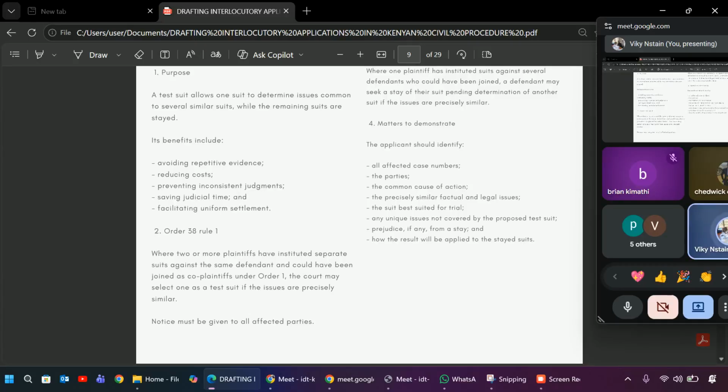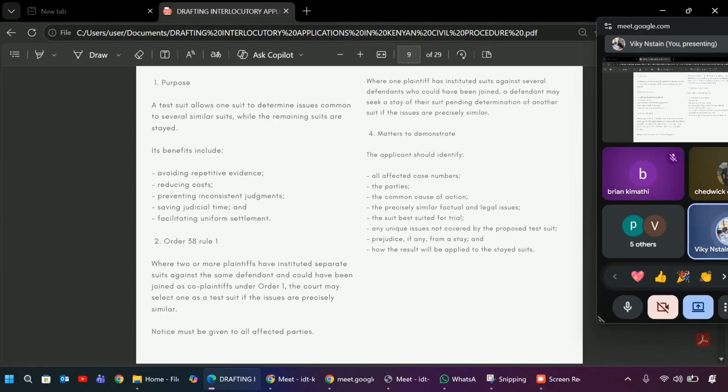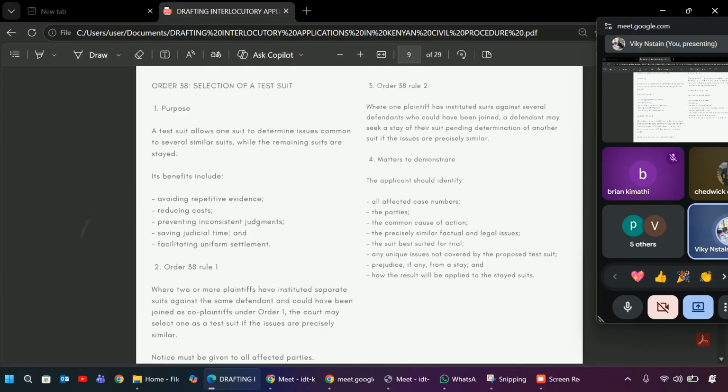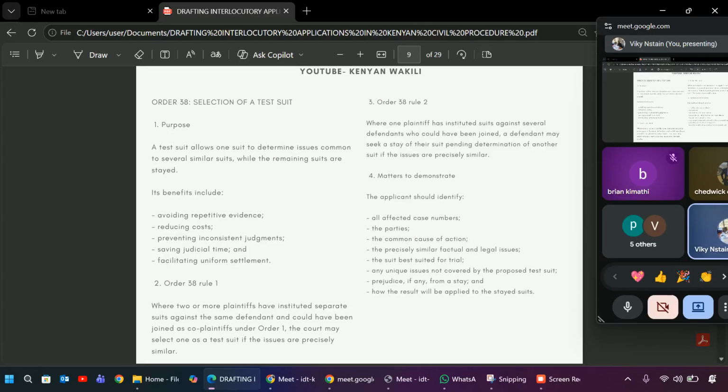Okay, and notice must be given to all affected parties. So this is now the angle. Maybe Mr. Chedik, you can say the court can inherently also on its own motion say, because you are seeing same plaintiffs and they have different suits against the same defendants, we can now combine under Order 38 Rule 1, where one plaintiff has instituted suits against, okay, this is now Order 38 Rule 2, where one plaintiff has instituted suits against several defendants who could have been joined. A defendant may seek a stay of their suit pending determination of another suit if the issues are precisely similar.